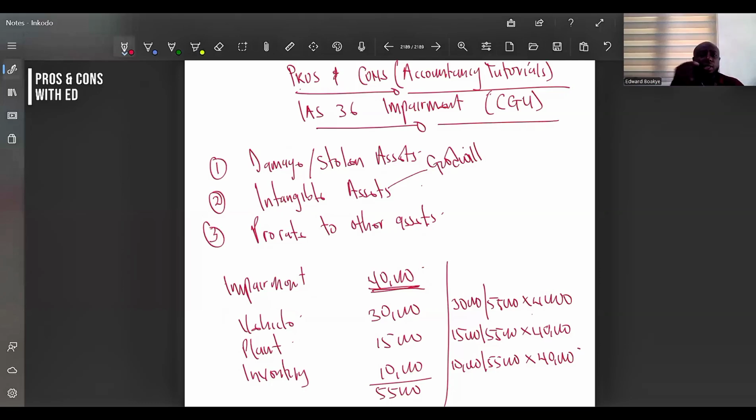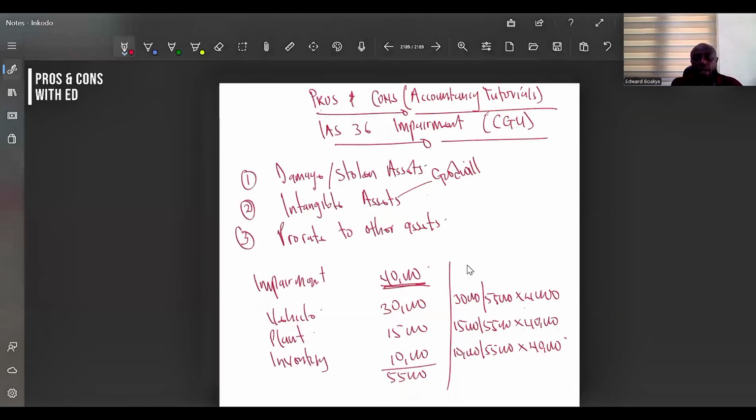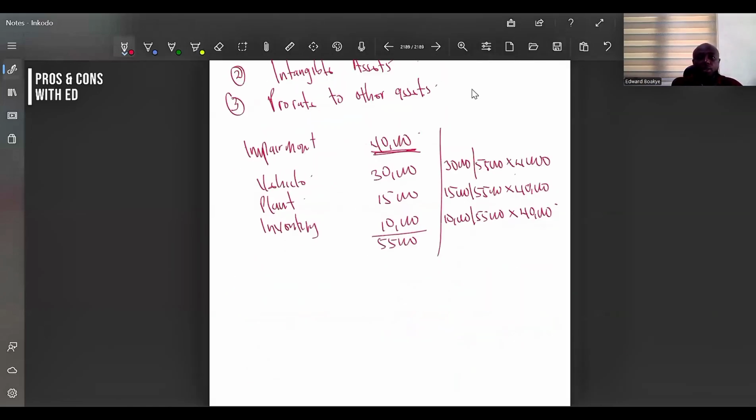So let's say you have recognized the impairment on a damaged item or a stolen item, and still you have some of the impairment left. You are supposed to recognize it secondly to where? To intangible asset. But if within the intangible asset, you have goodwill, then you first have to allocate it to what? The goodwill. Let's have a scenario and then solve and see how best we can deal with impairment on a cash generating unit. All right.